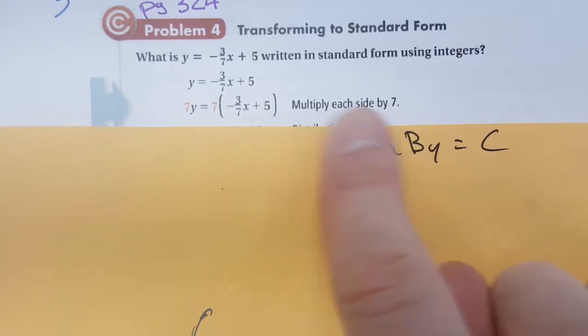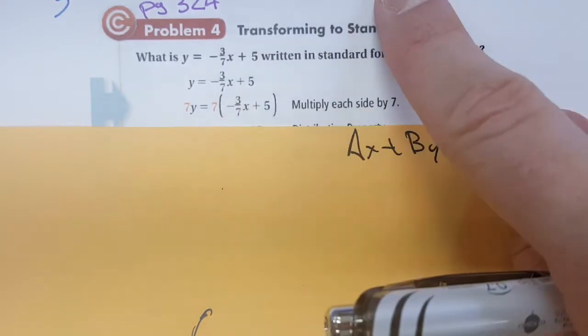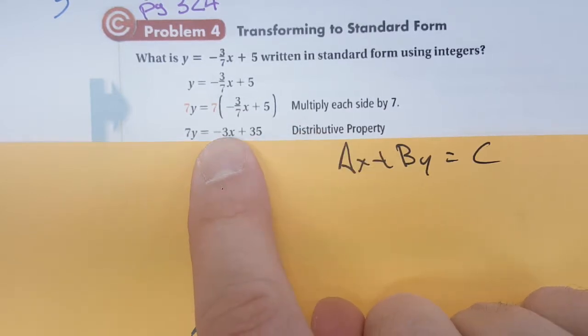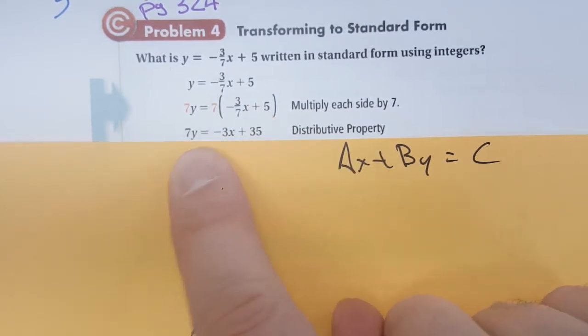So they multiply each side by 7. What is that good for? It wipes out the fraction. Hey, look at that. Now everything's whole numbers. Okay. Now the distributive property. Sorry, that's what they did. And now x and y are not on the same side.